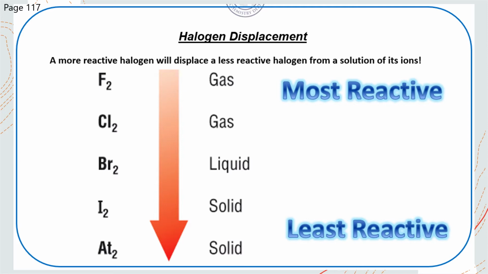There's this image at the top of the page titled Halogen Displacement, and you can see the halogens there, the way they would be written in the periodic table in group 7, and we can see their states, and we can see that as we go down the group, the elements get less reactive. These halogens get less reactive.